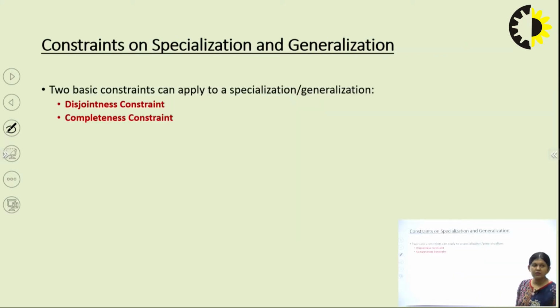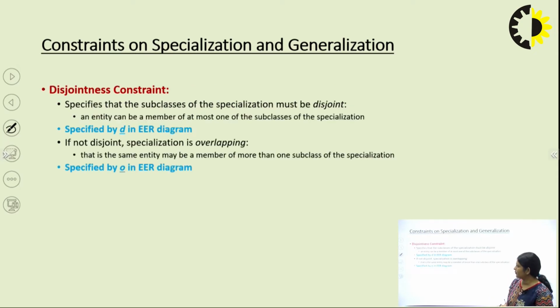Now, the constraints on specialization and generalization. Two basic constraints can apply to specialization and generalization. One is the disjoint constraint and the other is the completeness constraint. We will see now what the disjoint and completeness constraints are. The disjoint constraint specifies that the subclasses of the specialization must be disjoint. What do we mean by this? That is, an entity can be a member of at most one of the subclasses of the specialization.